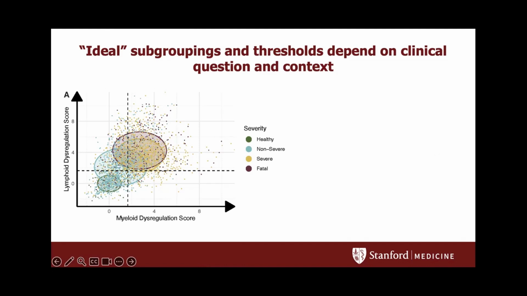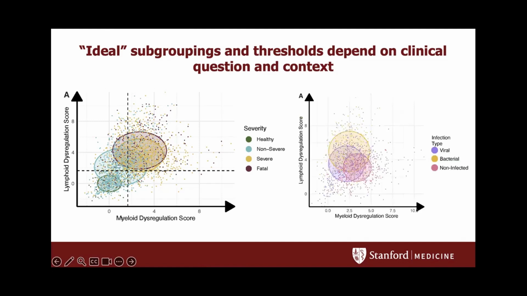And what you can see is that the degree of dysregulation varies across the severity spectrum. That's not surprising, right? More severe infections are going to have more severe dysregulation. But what it does show you is that the case mix, how many non-severe infections versus severe infections you have, how many fatalities you have, is going to totally change your ability to discriminate these different subgroups. So case mix is a really, really important piece of what you identify.